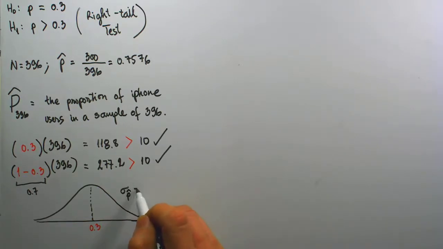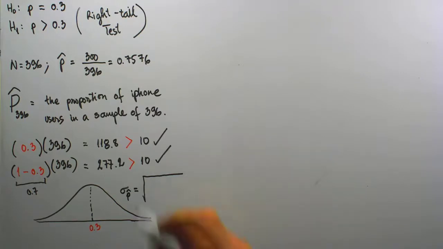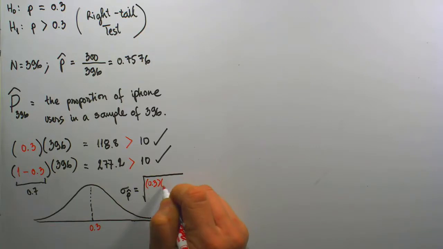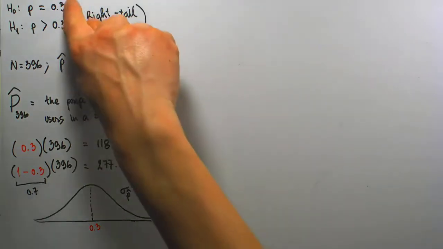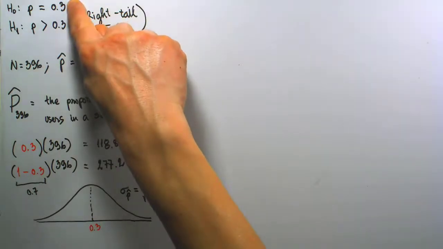The value here can be found by taking the square root of 0.3 times 1 minus 0.3, and we divide that by the sample size, 396. So the value that I keep writing in red ink right here is so important. It all came out from the value that we claim in the null hypothesis.